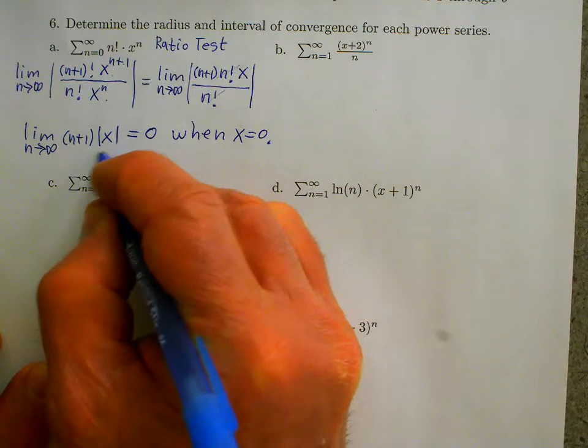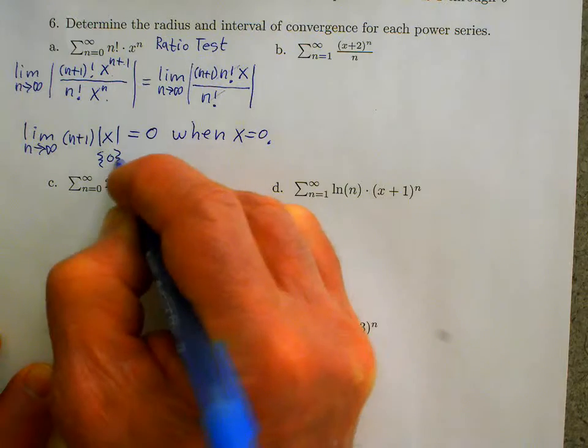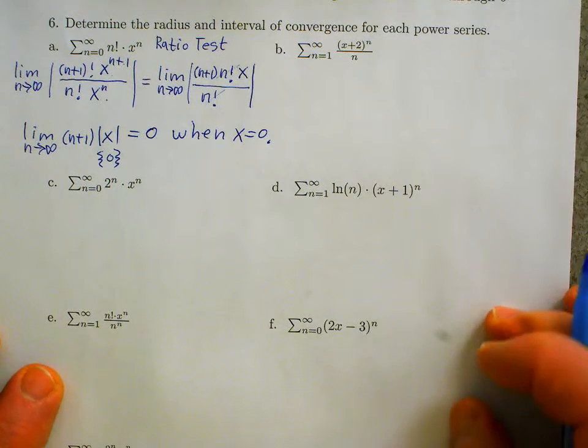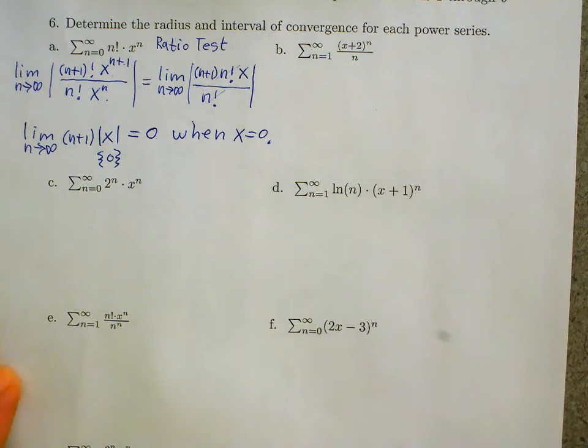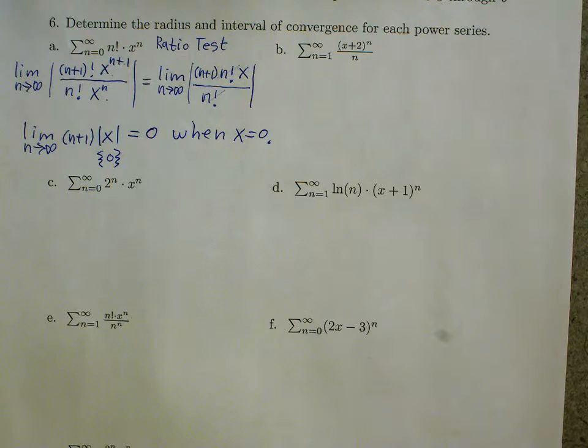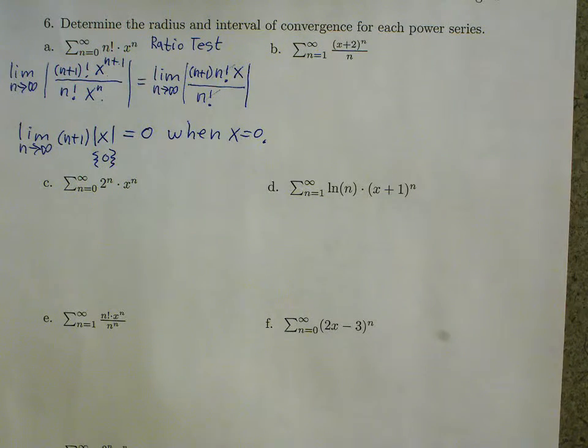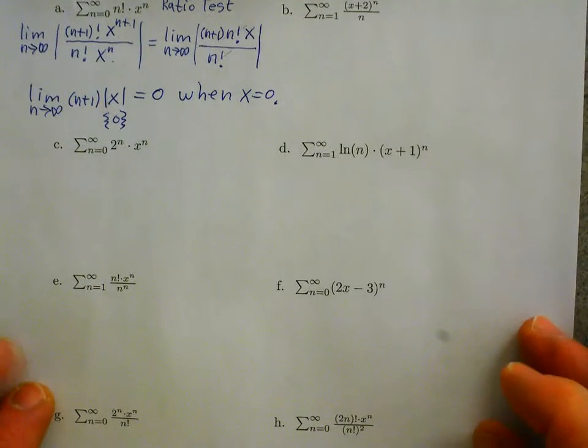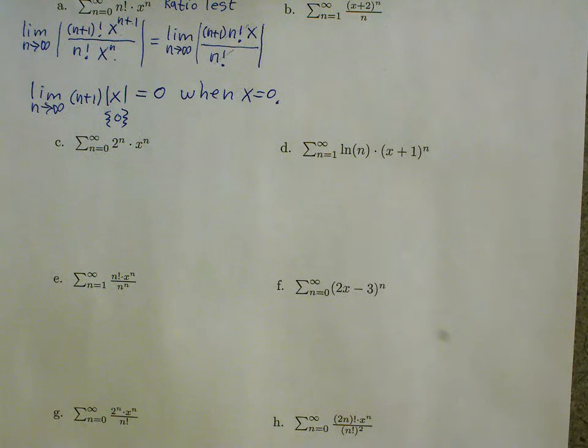Okay, so the interval of convergence is just 0. Radius of convergence, 0. Okay, let's look at part C. The terms in the series are 2 to the n times x to the n, and we want to find all values of x for which that series converges.